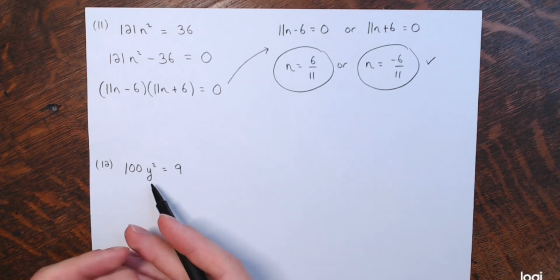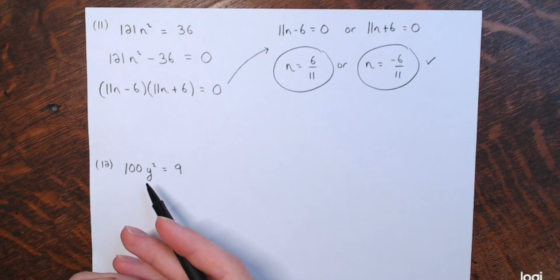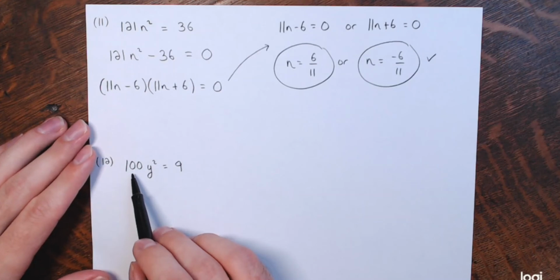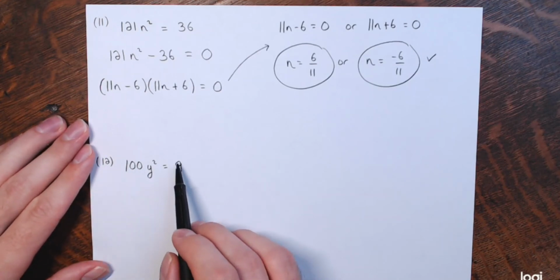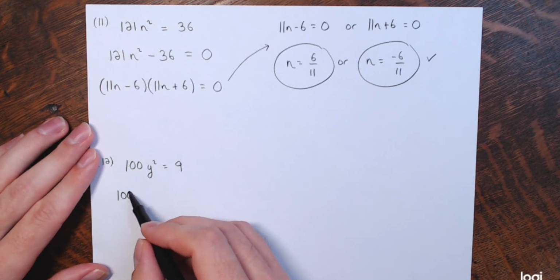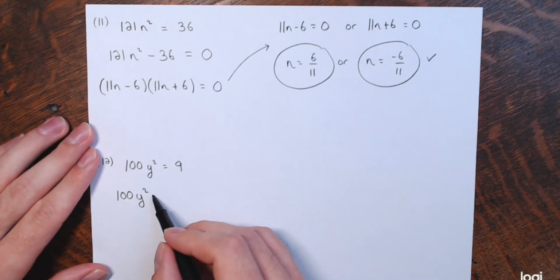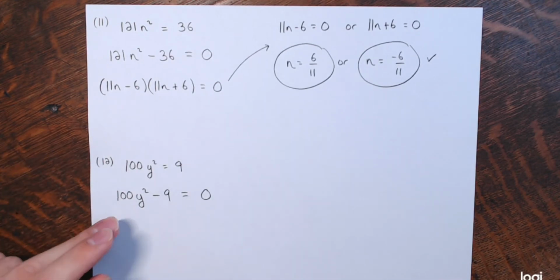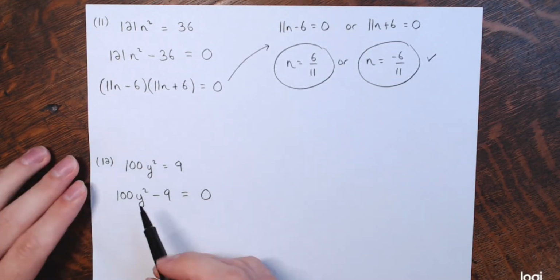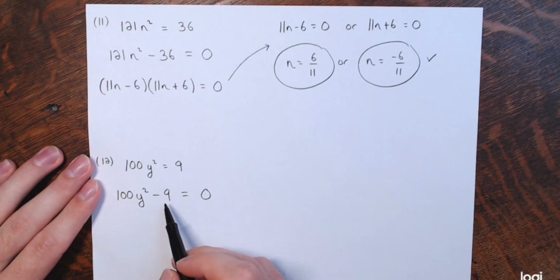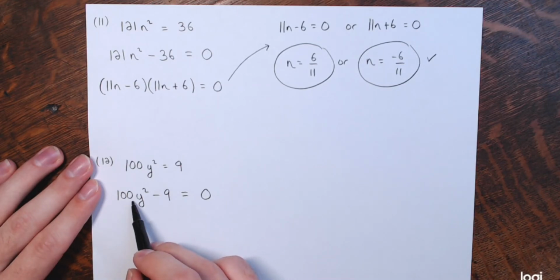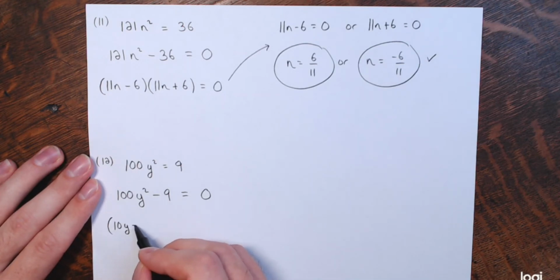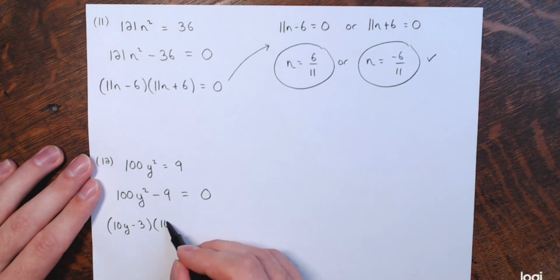All right, now example 12 is the last of these examples where you're going to have a difference of squares that I'm going over here. We have 100y squared equals 9. Again, I want everything on one side, so let's keep the 100y squared here on the left, subtract 9, and then we have equals 0. All right, I got my simplified polynomial on one side, 0 on the other. And yet again, we have a difference of squares. This is 10y times 10y, and 9 is 3 times 3. So this will factor to 10y minus 3 times 10y plus 3.